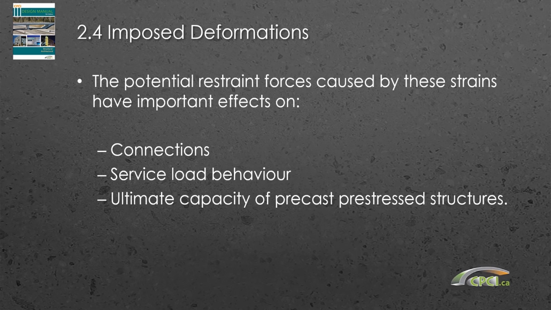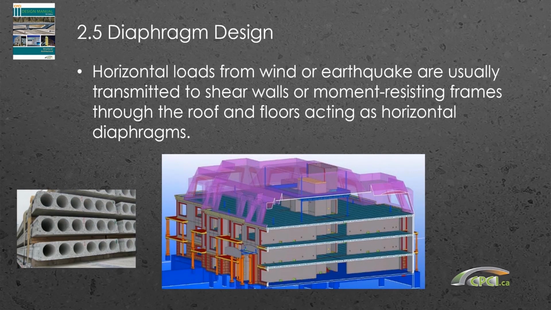There's a small section on diaphragm design in Chapter 2 where you have to look at the horizontal loads coming from either wind or earthquake and how those are getting transmitted to your lateral load resisting system through the roofs and floors. Those roofs and floors act as horizontal diaphragms, or horizontal plate beams, in essence transferring either your seismic loads or the wind loads acting on your structure to the lateral load resisting system, whether that be shear walls or moment frames.